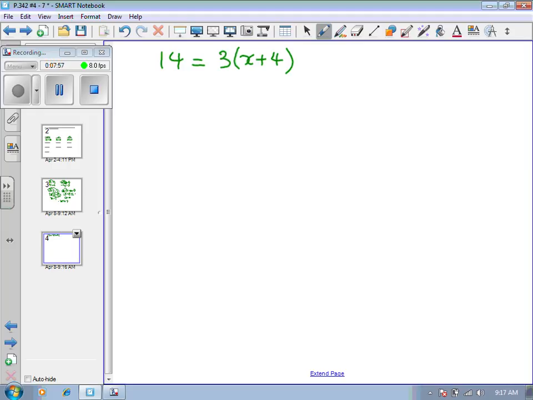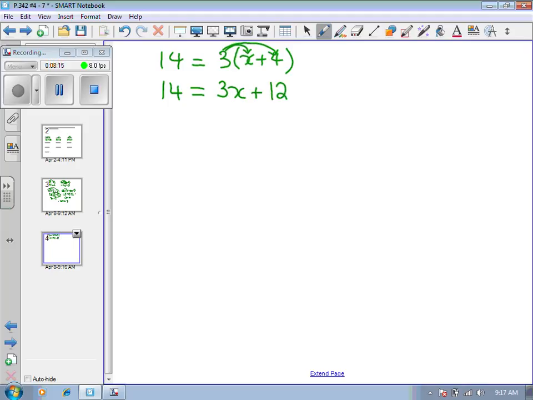It'll make it easier when you're working on these afterwards. The first thing we need to do is distribute. So we have to distribute to the x and to the 4. So we bring down the 14 equals. What's 3 times x? 3x. What's 3 times 4?